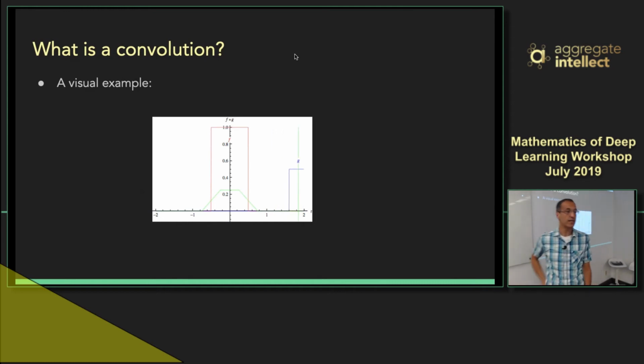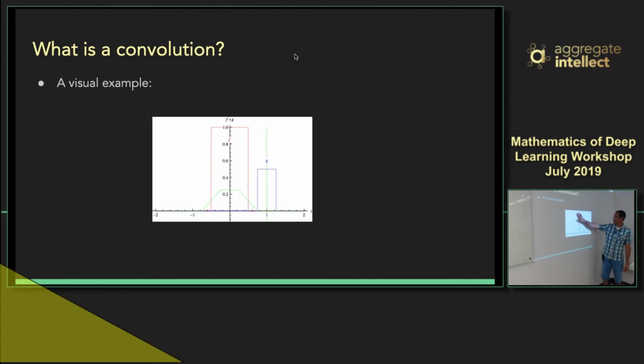So yes. Three functions in this. Yes, because we have a function, a kernel, and the result of the convolution. So all three need to overlap. The green is the result of convolving red with blue.